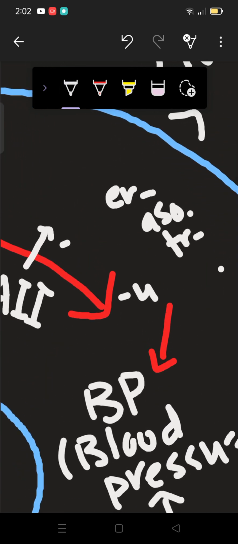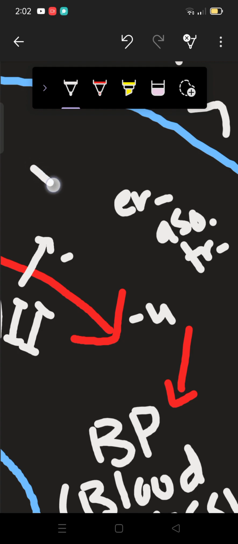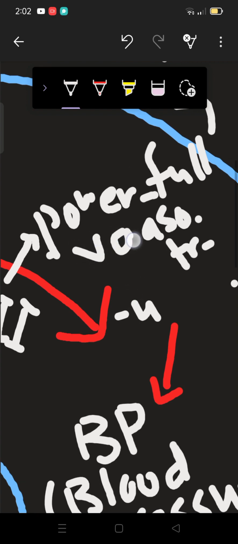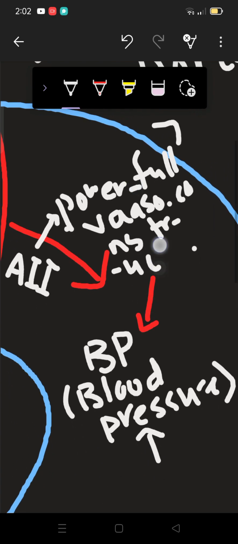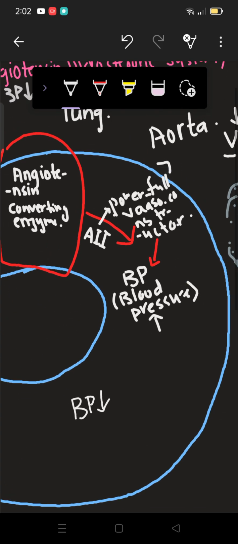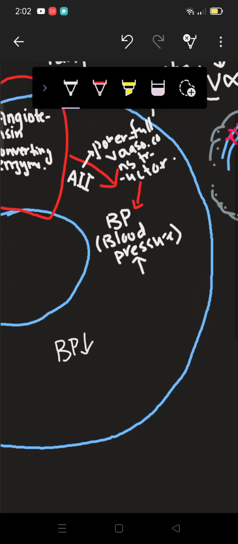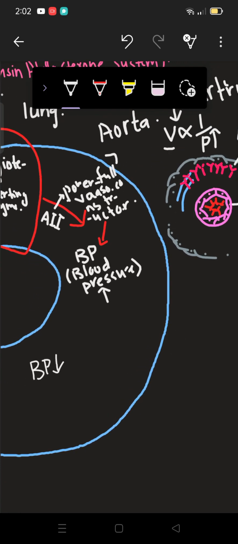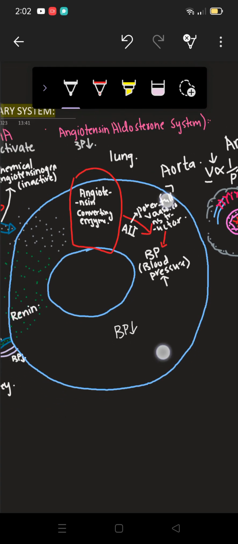And I should write here just powerful vasoconstrictor. This is a powerful vasoconstrictor, and we have seen how it decreased the volume of the artery and then increased the blood pressure in the body.